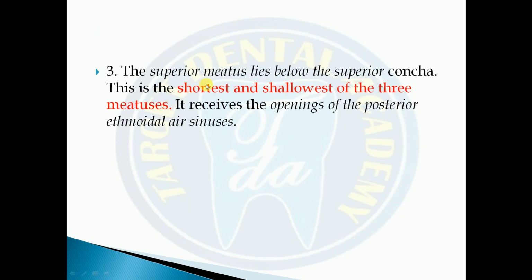So the superior meatus lies below the superior concha, and this is the superior meatus. It is the shortest and the shallowest of all the three meatuses. It receives the opening of the posterior ethmoidal air sinuses.